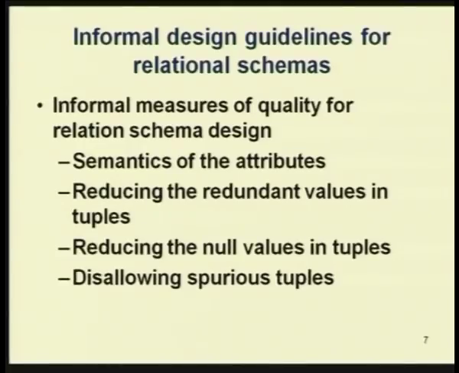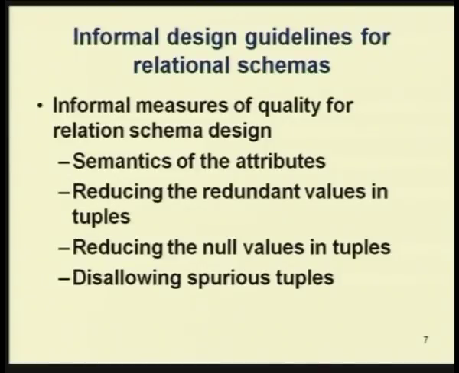We will come to those issues later, but as of now what we want to do is make meaningful associations between the attributes of a relational database, as well as minimize the storage space and minimize the amount of redundant information that we are storing. So, these are our design criteria. Next we will talk about some informal design guidelines that we can use when we are designing a relational schema. The informal measures of quality for a relational database design can be told in 4 steps.